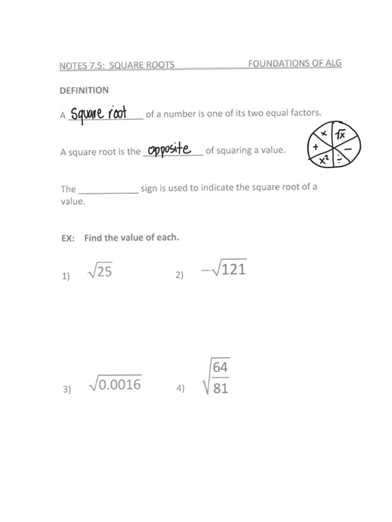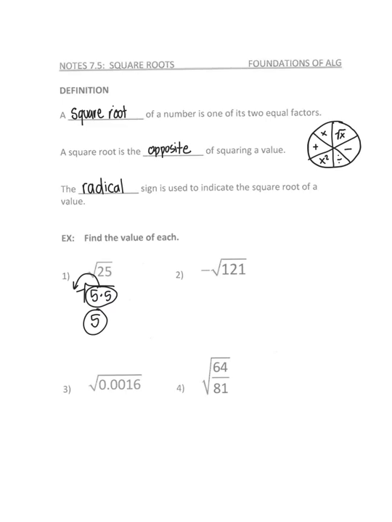Okay, so our radical sign, which is the square root symbol, is also called a radical. That radical sign is used to indicate the square root of a value. So if we look at number 1, find the square root of 25. We know that 25 is the same thing as 5 times 5. And if I have two 5's underneath the square root, that is the same thing as just one 5 outside. So that's my answer. Square root of 25 is 5.